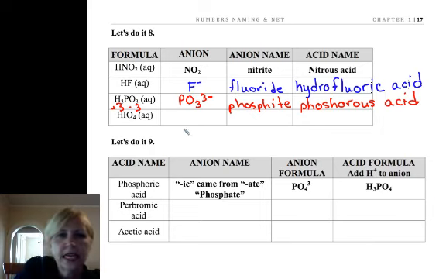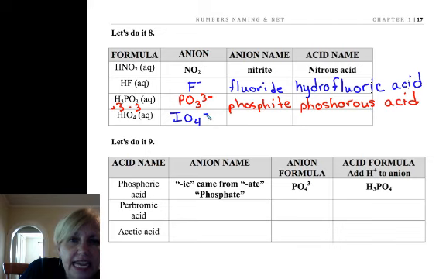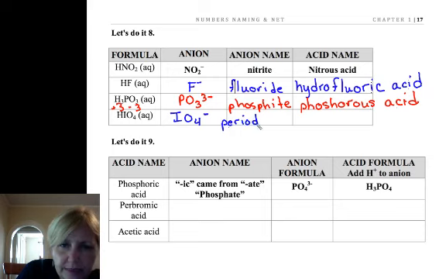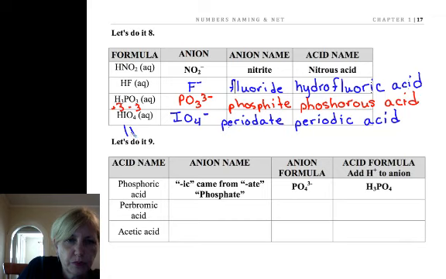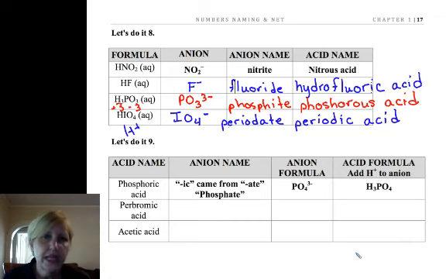Okay, let's do the next one. We have IO4-. Iodate is IO3-, so this must be periodate. Ate goes to ic, we keep the per, so this is periodic. Ate goes to ic, and then we add the word acid to tell us that the cation is the H+. Okay? So that's how you go from formula to name.